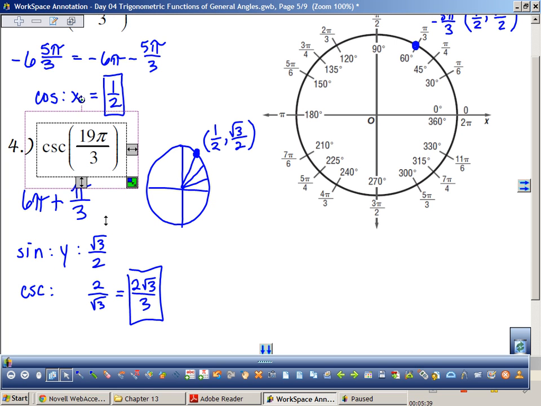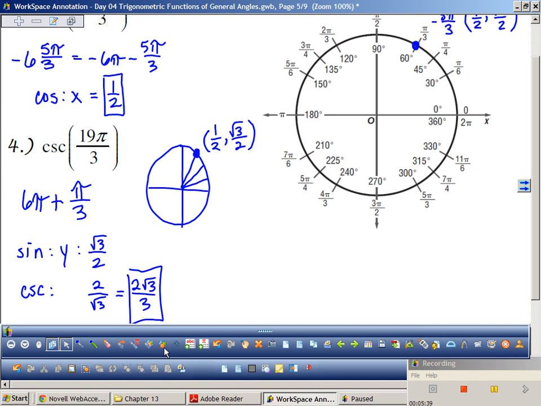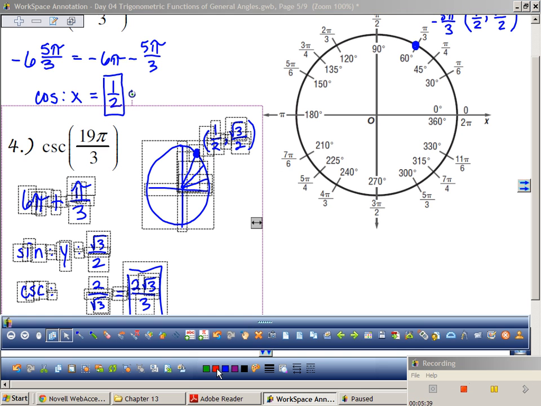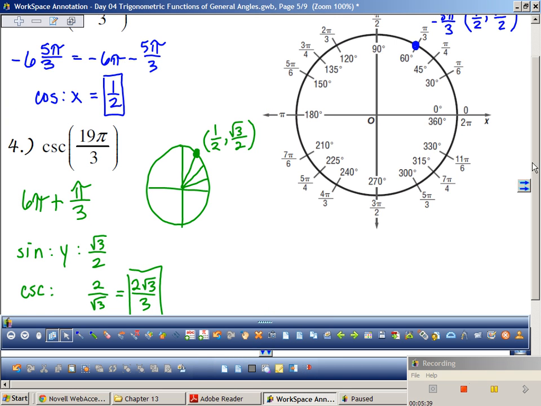And I should have made that in a different color. I will do that now. I missed this one. There we go.